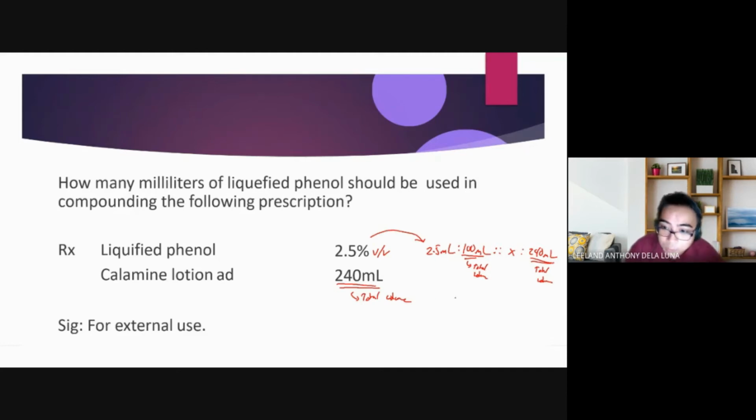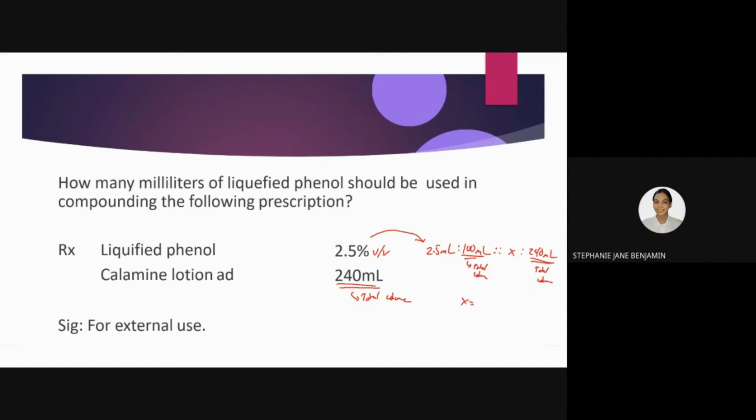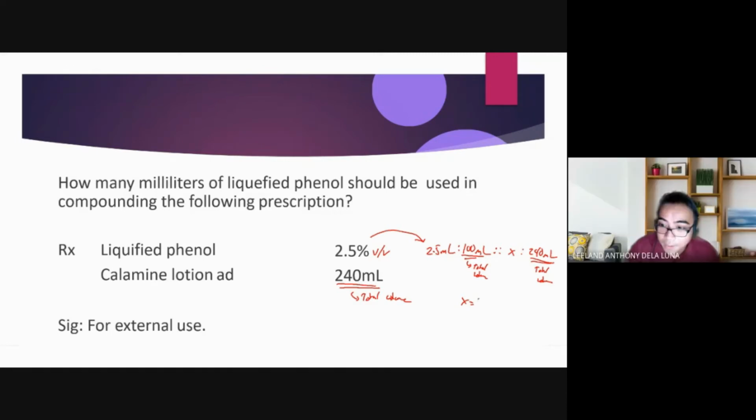Right? So therefore, X would be equal to 6 ml. Ayun, na-complete nyo na. Very good. 6 ml of phenol. Liquefied phenol. Are we clear? So, ibig sabihin, 6 ml of liquefied phenol ang ilalagay ko to make a total of 240 ml solution. Okay? Question, class. Since it is already in ml, gaano karaming calamine lotion dapat ko idagdag to make the 240 ml solution?